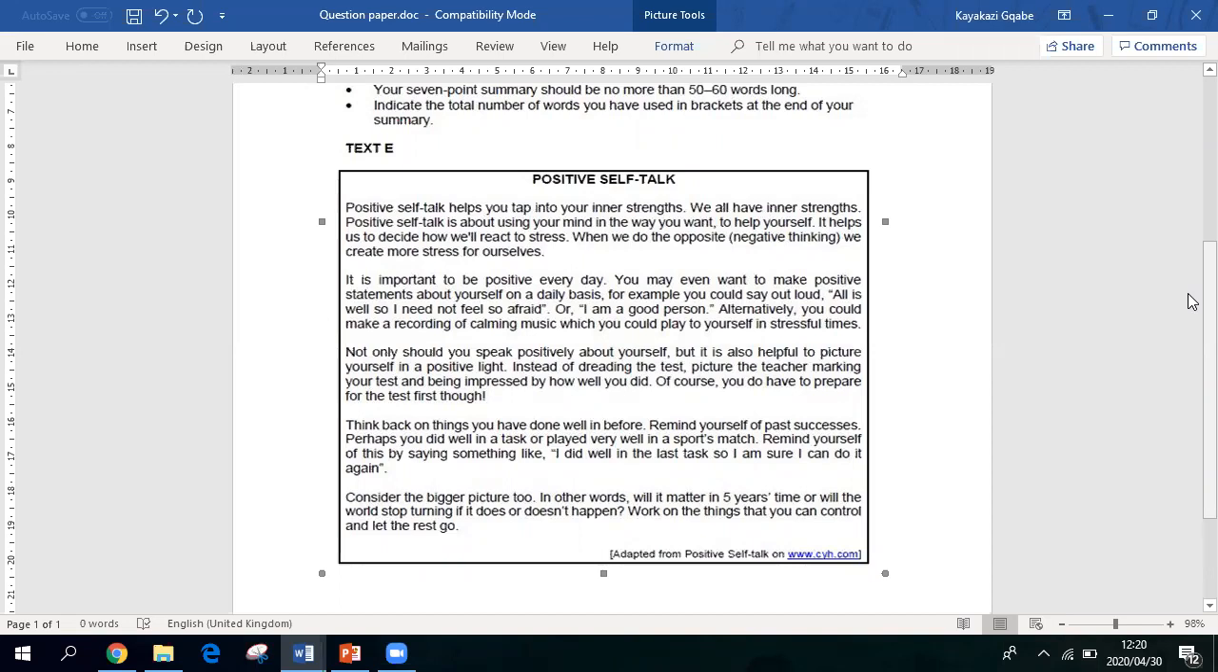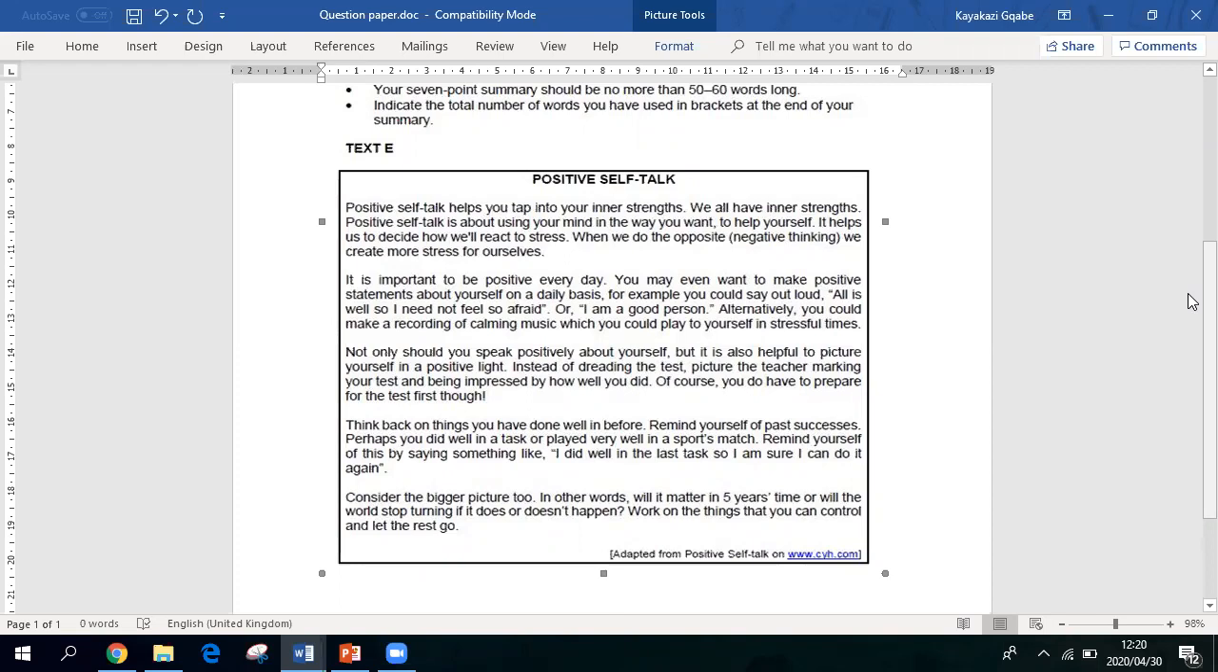Alternatively, you could make a recording of calming music, which you could play to yourself in stressful times. Not only should you speak positively about yourself, but it is also helpful to picture yourself in a positive light instead of fearing the test. Picture the teacher marking your test and being impressed by how well you did. Of course, you do have to prepare for the test first, though.